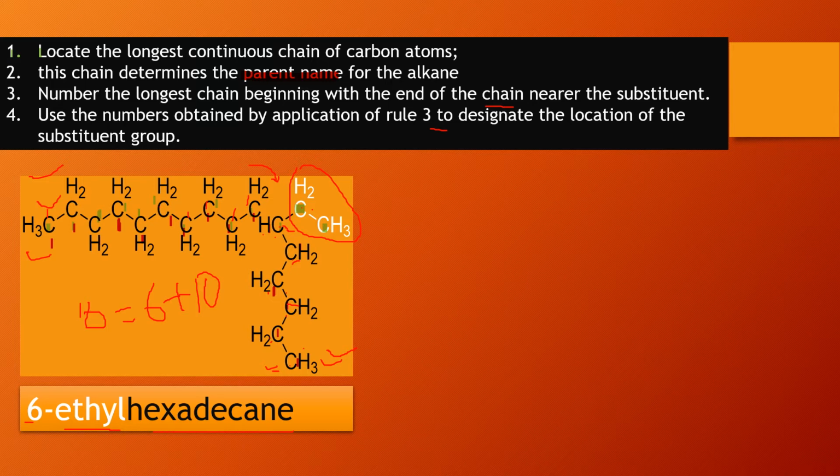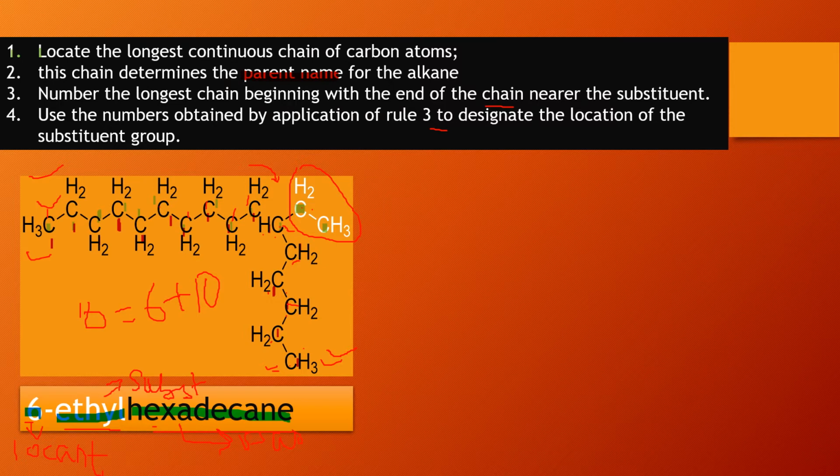You can see here, hexadecane is basically the parent name, right? And this ethyl is the branch or substituent, right? And 6 is the location, right? So it's a locus. I will try to write locus. It is the substituent, and it is the parent.